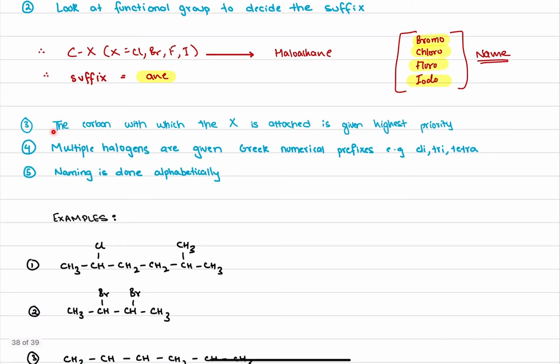And we have also seen that the carbon to which the halogen is attached gets the highest priority. Highest priority basically means we give it the lowest possible number. We number the chain in a way that this carbon gets the lowest possible number.